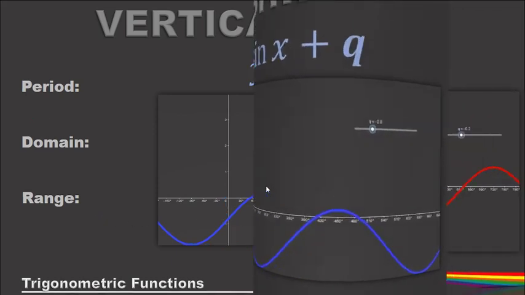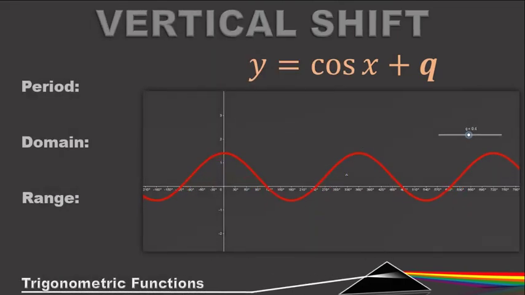And then to look at the cosine graph, if it shifts up and down, once again our period remains the same. If we restrict it, it's still 360. And then the domain also, x is an element from 0 up to 360, and then the range.